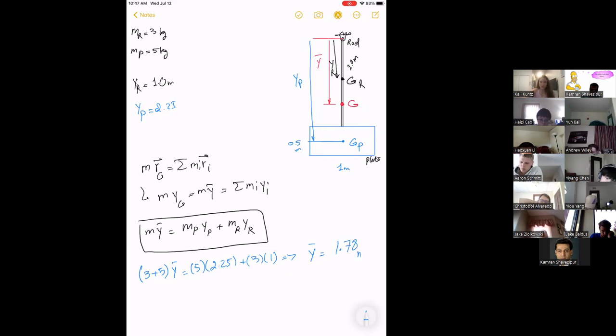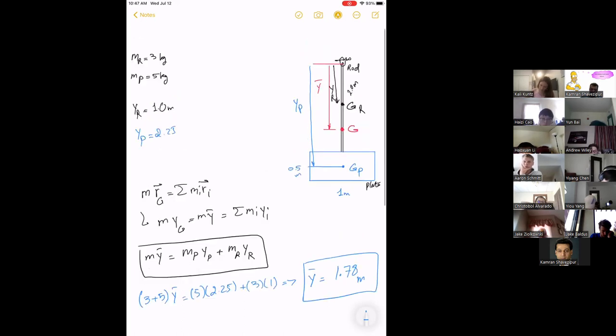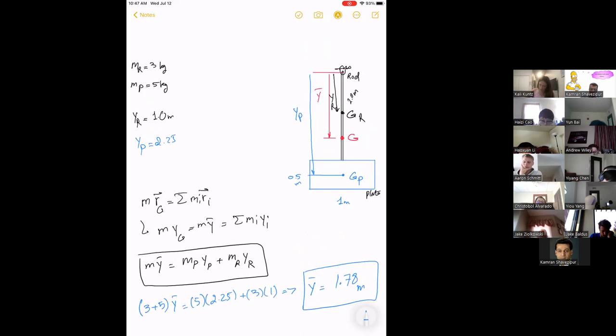1.78, the unit? Meters, because the other lengths are in meters, right? So that was easy. Now here's the question. What happens if you had another object that was kind of above this reference line, would that y become positive or negative?